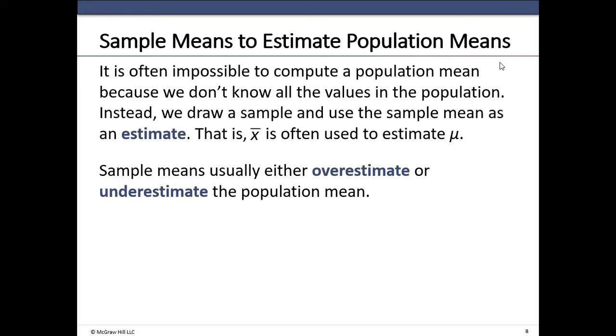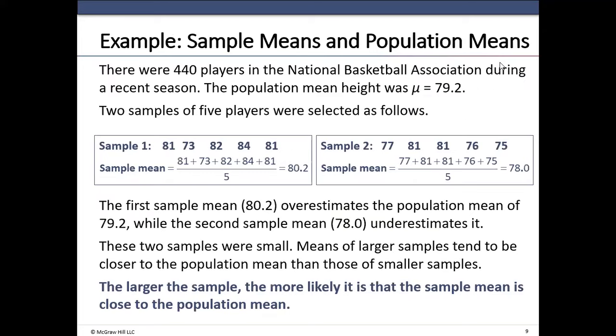It is often impossible to compute a population mean because we don't know all the values in the population. Instead, we draw a sample and use the sample mean as an estimate. That is, X bar, which is a sample mean, is often used to estimate the population mean mu. Sample means usually either overestimate or underestimate the population mean. So here is an example.